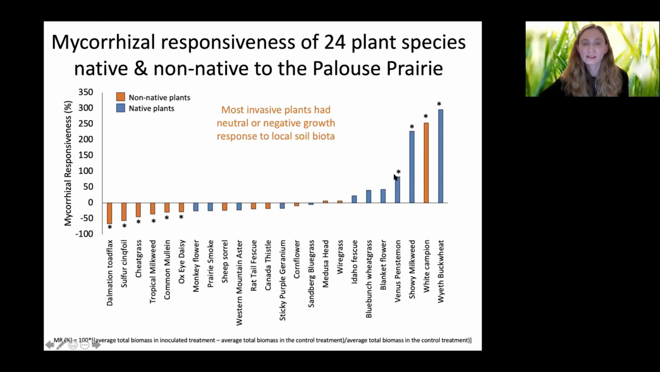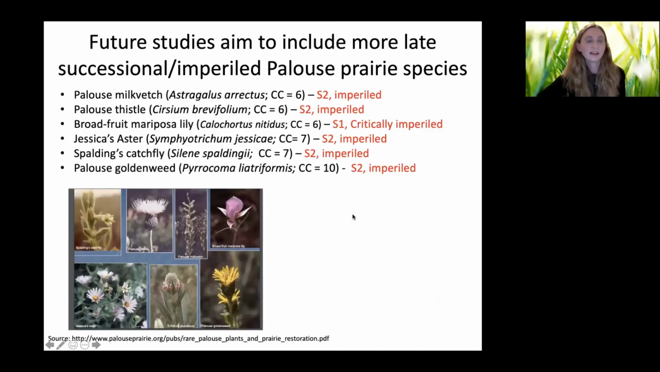Whereas some of these native plant species have benefited, or they do grow better. Yeah, and so in the future, what we would like to do is really focus the next set of experiments on some of these more late successional, rare, endangered, imperiled Palouse Prairie species. And we have tried some of these in the previous studies that I mentioned, but we had a hard time getting enough of them to grow in time for the experiment.